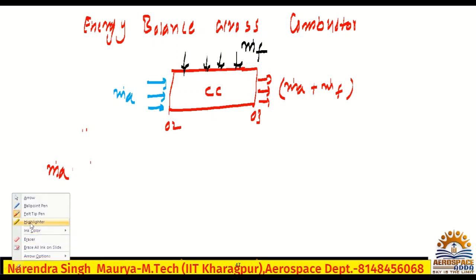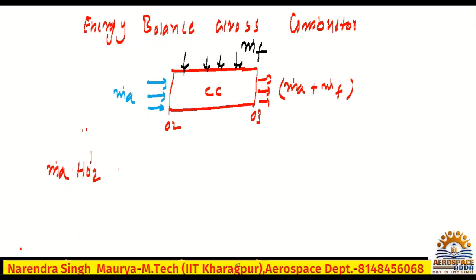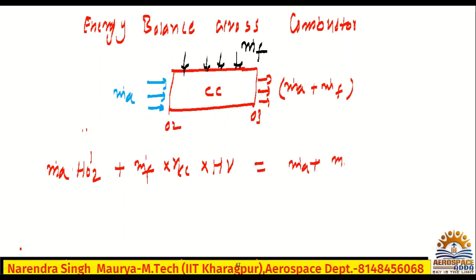H naught 2 dash plus, this is the fuel, m dot f into combustion chamber efficiency eta cc into, they have given heat value, is equal to m dot a plus m dot f, all right, into the enthalpy at naught 3, h naught 3 dash. Okay. We'll check the unit.